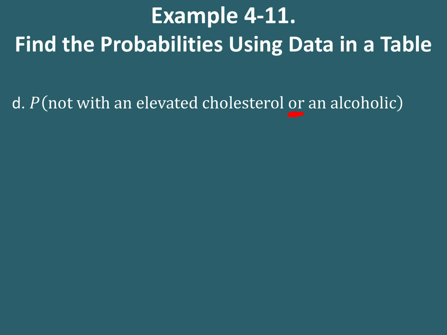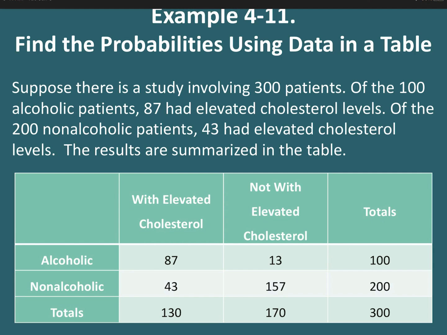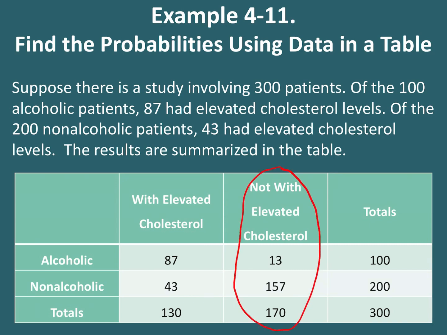What's the probability that the patient is not with an elevated cholesterol or is an alcoholic? And once again, these events are not mutually exclusive. According to the table, you could select a patient that does not have elevated cholesterol but is also an alcoholic. For clarity, here's the table. Here, we're looking for the probability that the patient is not with elevated cholesterol, which would be this column, or the patient is an alcoholic, which would be this row.